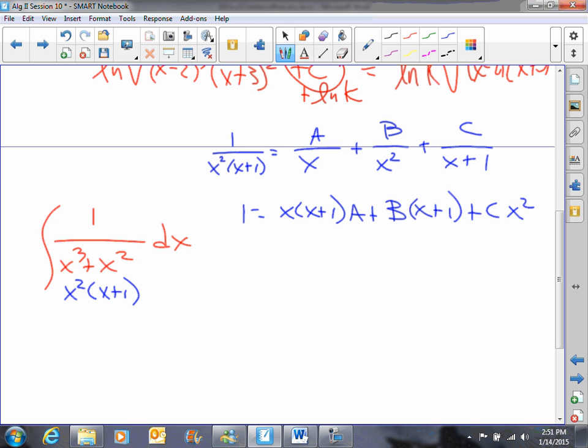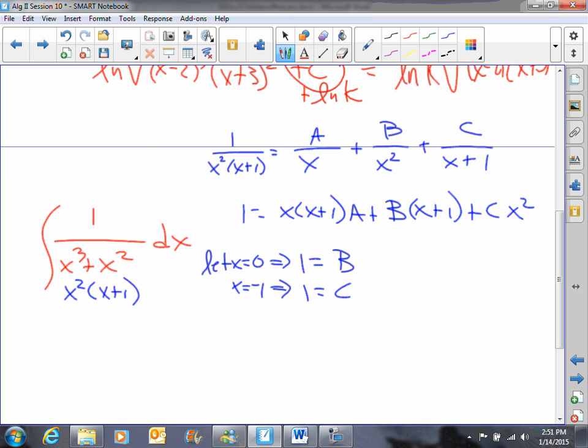And once again, there are some values of x that will be very propitious for us to use here. If we let x equal 0, that gives us 1 equals 0 times a plus b plus c times 0. So 1 is equal to b. If we let x equal -1, that gives us 1 is equal to -1 times 0 times a plus 0 times b plus c times -1 squared, so that's c.